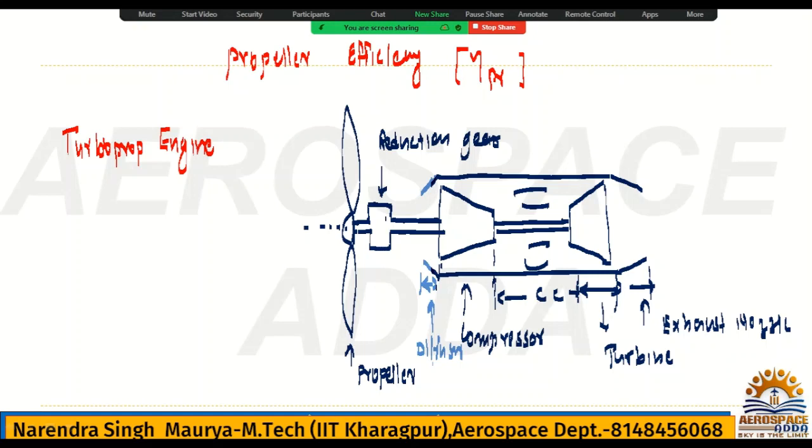very high. The propeller is connected with the assembly, which is nothing but the compressor and turbine. So the angular velocity of the shaft is very high, but the propeller cannot run at higher angular velocity because of aerodynamic losses. The propeller is rotating at very high speed, and it may approach sonic speed, or supersonic.